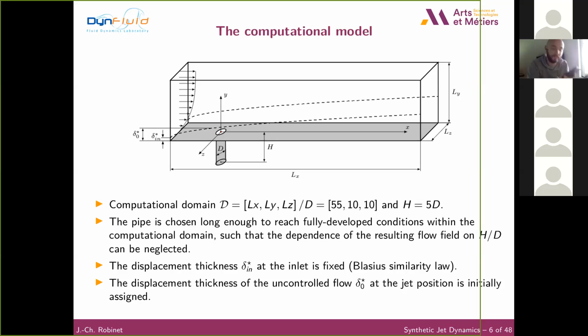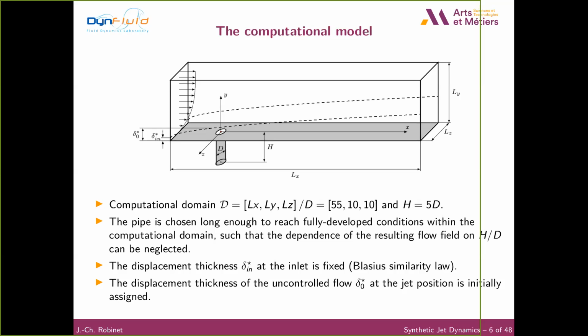The location of the synthetic jet is typically governed by the local Reynolds number of the boundary layer, and this boundary layer is fixed at the inlet by the displacement thickness. In fact, we fix a Blasius velocity profile at the inlet, and the displacement thickness of the uncontrolled flow at the jet position is assigned. Typically I use the Reynolds number based on the displacement thickness to specify the jet position in this presentation.